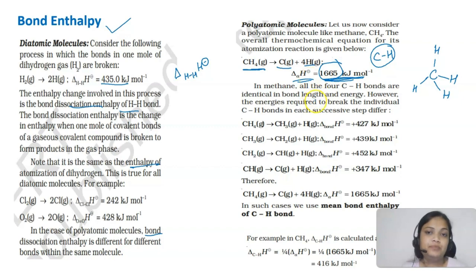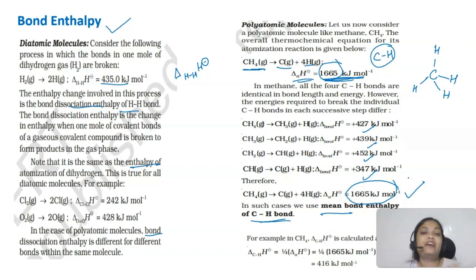Of course the 4 bonds are identical in bond length and energy, but the energy required to break them is different. So for the first one it's 427 kilojoule per mole, then 439, 452 and 347. So I will be adding them up, and after adding them up I get 1665. Now if the bonds are identical in this case, this is actually the mean bond enthalpy of the CH bond that we will be calculating. So this is the total energy required to break the 4 bonds.